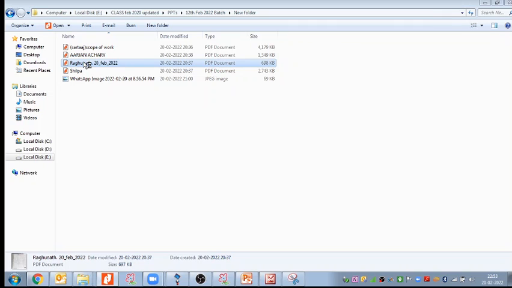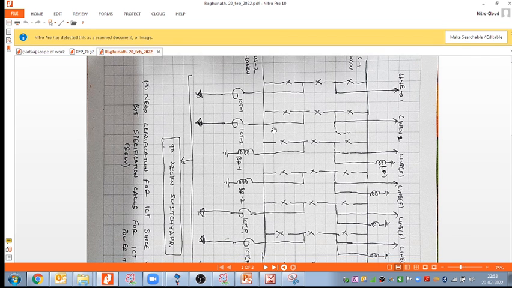Raghunath, are you there? We can take you. Yeah, I'm here. I have actually done substation A only. Okay, I think A we have already discussed. Anyway, let us see your drawing.